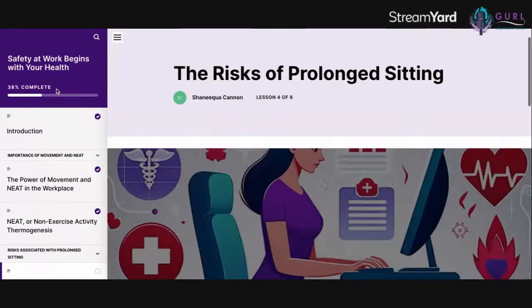Now, we are 38% of the way through the course. Check mark, check mark, check marks. These are automatic. Okay. And so we're moving into the subject of the risks of prolonged sitting.